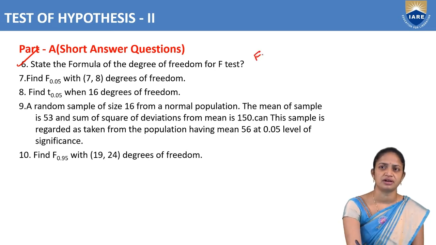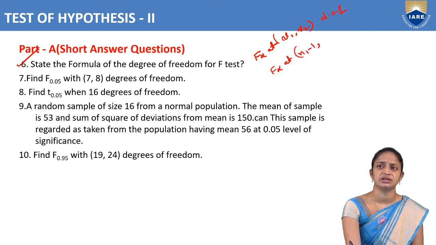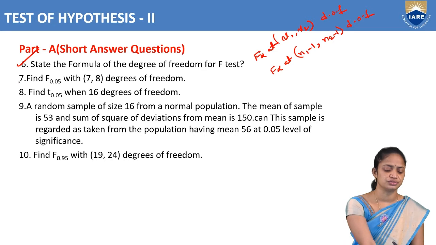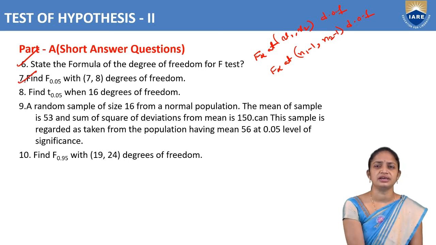Next, state the formula for the degrees of freedom for f test. So we have to take f alpha at nu1 comma nu2 degrees of freedom, where nu1 equal to n1 minus 1 and nu2 equal to n2 minus 1 degrees of freedom. Okay. So coming to the next question, find f 0.05 with 7 comma 8 degrees of freedom.